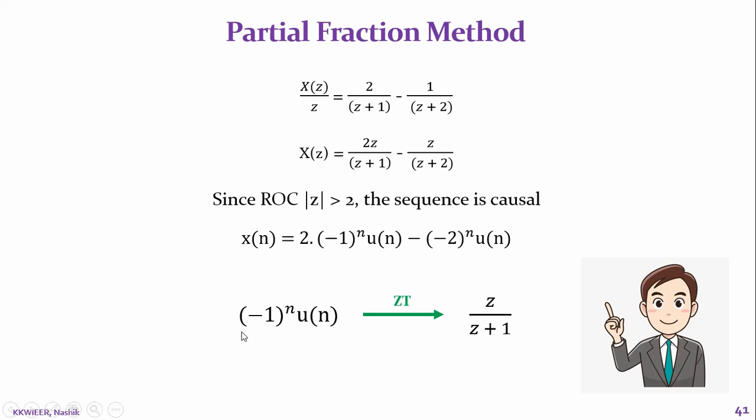So minus 1 raised to n u of n will give you z upon z plus 1. So this form, right? So that's why this will be the sequence. And how to get that? By using inverse z transform. That means you have calculated x of n from this x of z. So this is another method for inverse z transform.